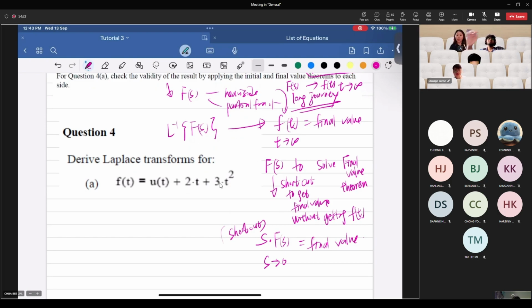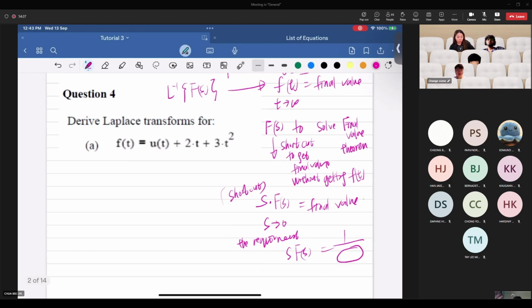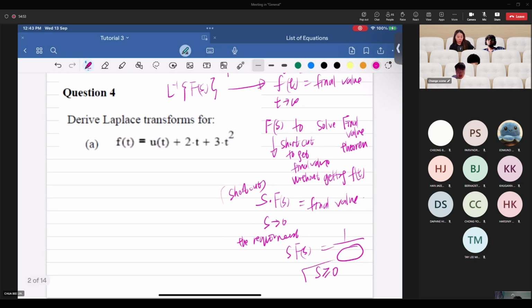But there is a requirement. The requirement is, so you put here the requirement: for sF(s), the poles of this cannot be s larger than or equal to 0. If the pole of s is larger than or equal to 0, this condition cannot use the final value theorem. So this is a revision, a quick revision.